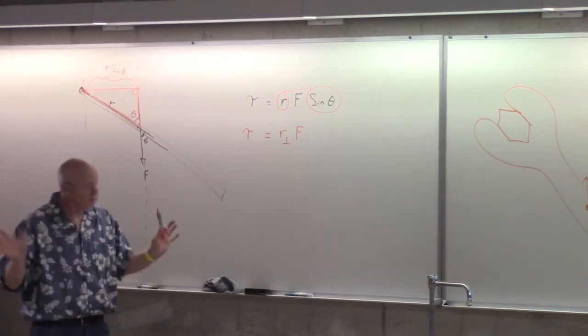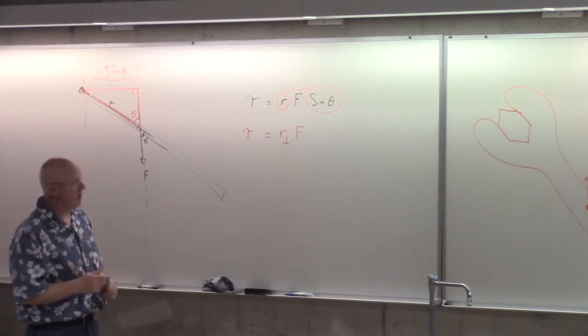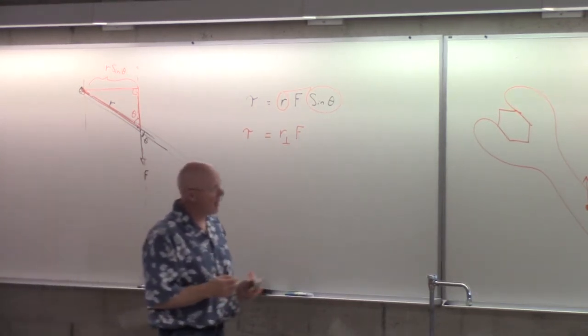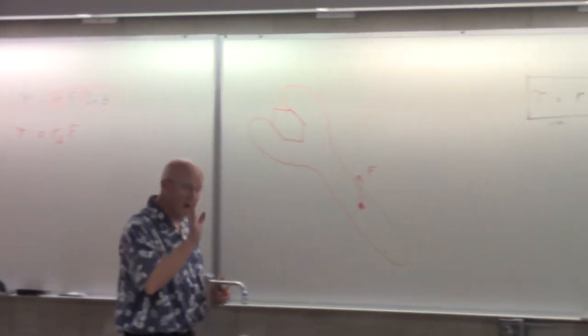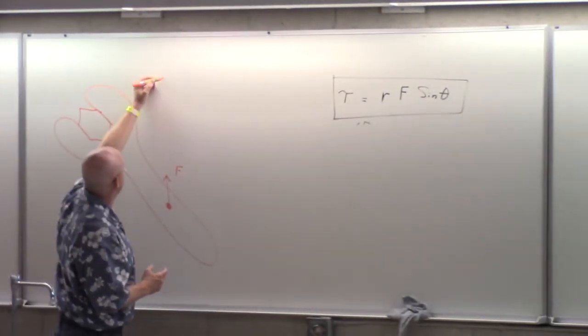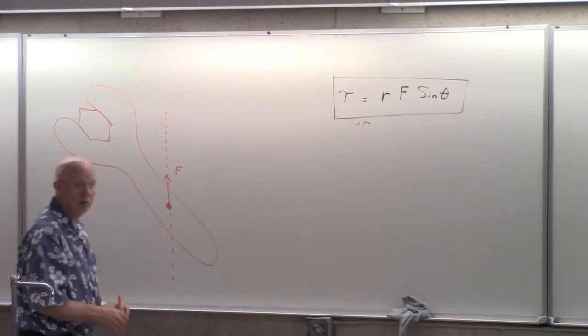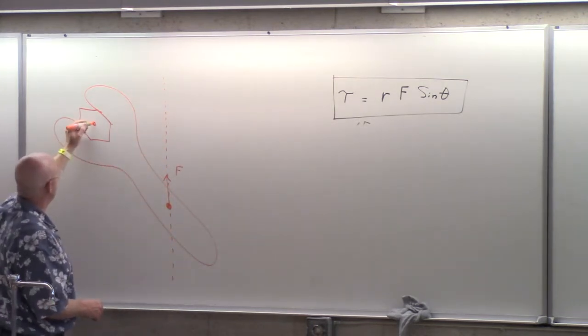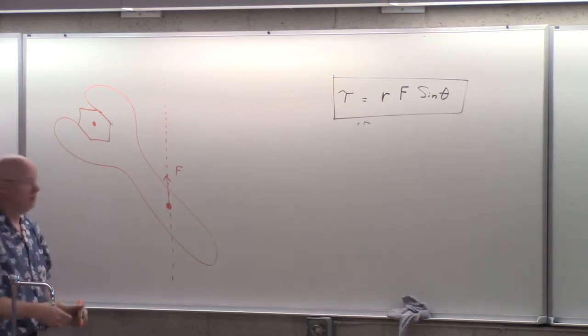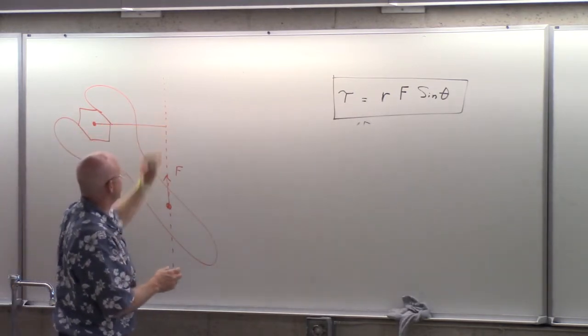Okay, but that aside, here's what I want you to see. If I wanted to calculate the torque, I would do this. I would draw a line along that direction, figure out where it pivots around, and draw the perpendicular distance.